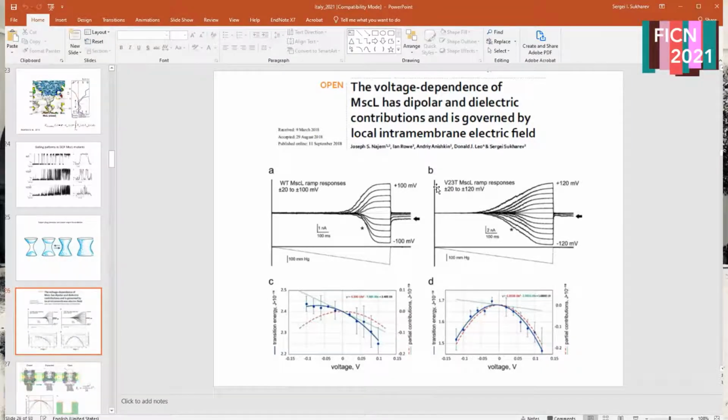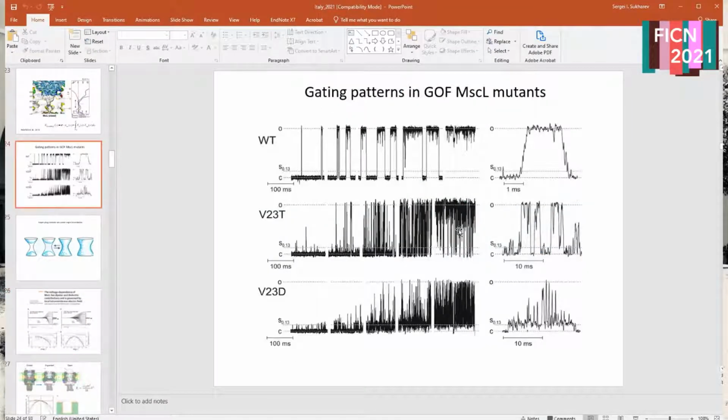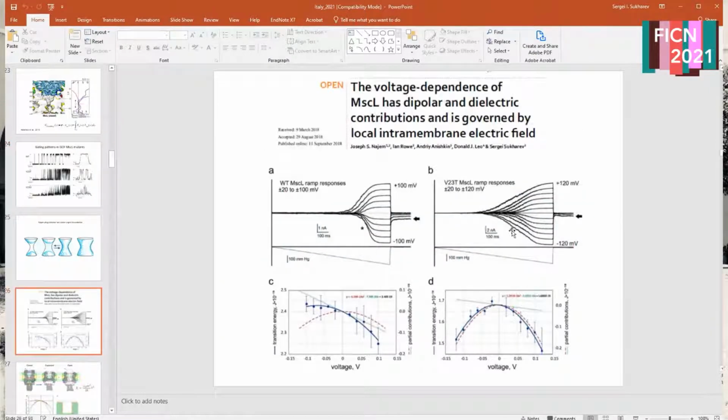If you take V23T, precisely this mutant here, which opens at a slightly lower tension, roughly 7-8 millinewton per meter instead of 12, it actually shifts the activation curve to the left with voltage, more gradually and more symmetrically, so that the energy looks like a parabola. So we considered that maybe it's precisely the dielectric effect.